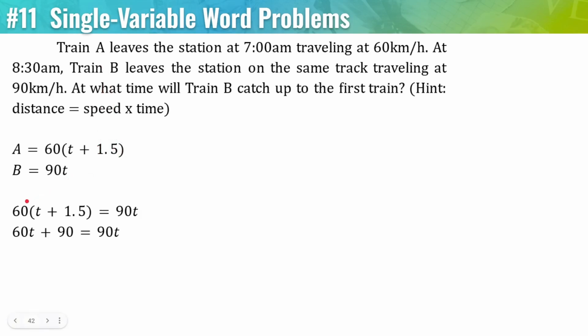And for Train B, we represent it as 90t. So similar to the last item, we distribute 60 and solve for t. So we get t is equal to 3. However, our final answer should be in a time-of-day format, since that is what was originally given. So 3 hours past 8:30 a.m. for Train B is going to be 11:30 a.m.